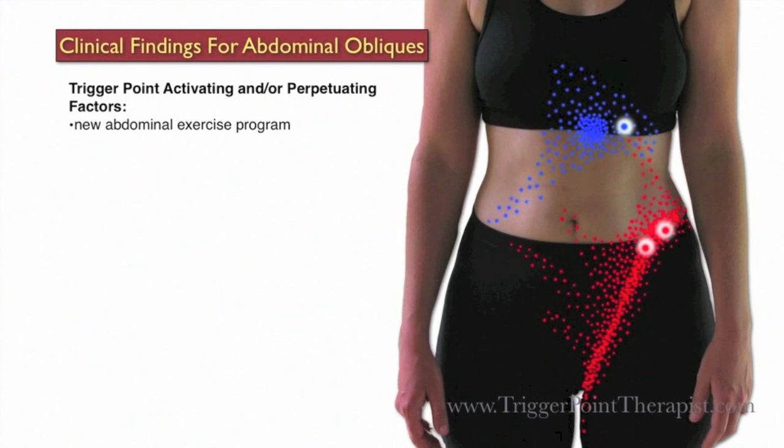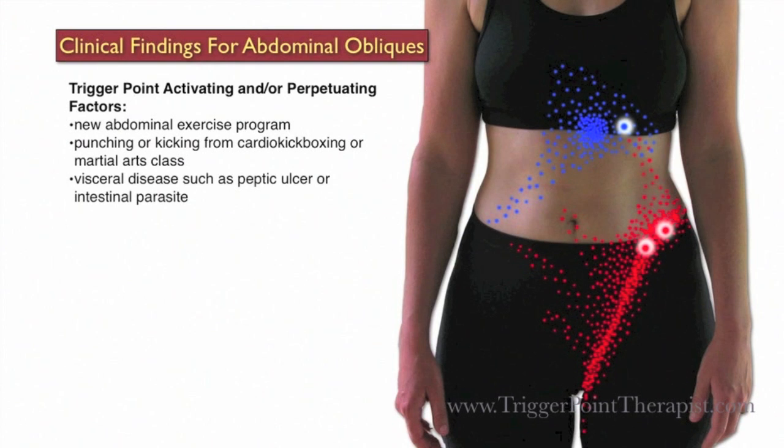Here are some activating and reactivating factors for these particular abdominal oblique trigger points. Clients that start a new abdominal exercise program will usually activate these trigger points. Punching or kicking from a cardio kickboxing or martial arts class will often do that. Visceral disease such as a peptic ulcer or some type of intestinal parasite will also activate these trigger points. And then a scar that results from some type of abdominal surgery will activate abdominal oblique trigger points. Impact trauma directly to the abdomen itself will often activate these.